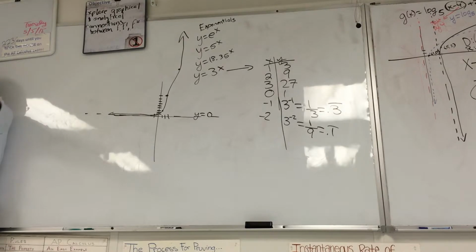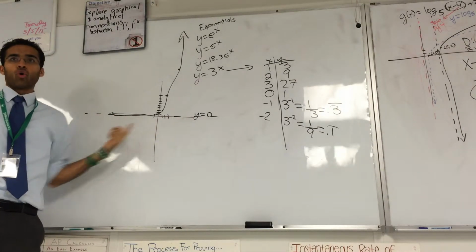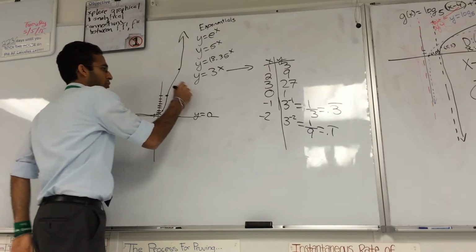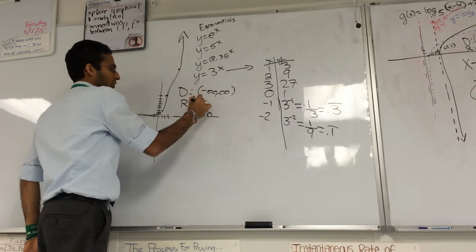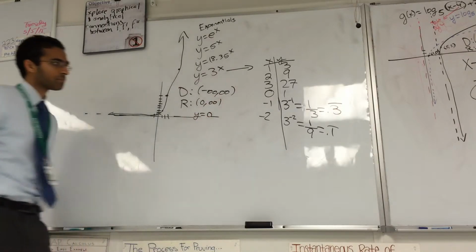There's no number times itself that would ever equal 0 except for 0. Right. This is the key. There's no number that I can ever multiply by itself to get 0. Unless it's 0. Right? So, we have a horizontal asymptote at y equals 0. So the domain here is all real numbers. And the range here is 0 to infinity.